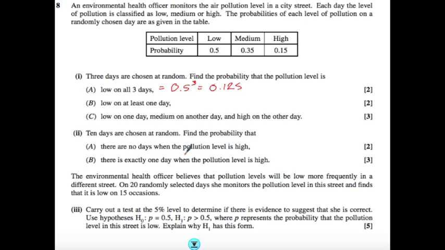Part 2, low on at least 1 day. So what I would think here is if we work out the complement of this, so let's assume that it isn't low at all. The probability of that happening is 0.5 on each day. The probability is not low. So 1 minus 0.5 cubed. So it's kind of a coincidence that these are the same things. So that would be 1 minus an eighth, which is 7/8, which is about 0.875.